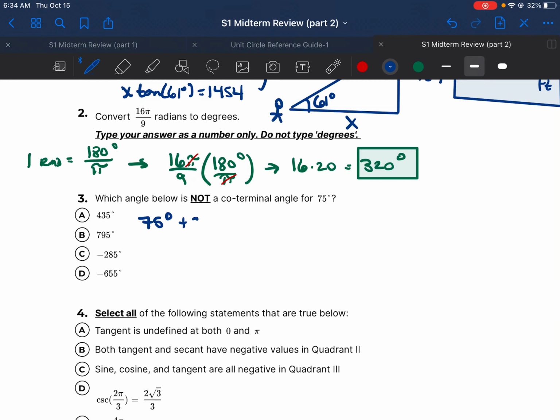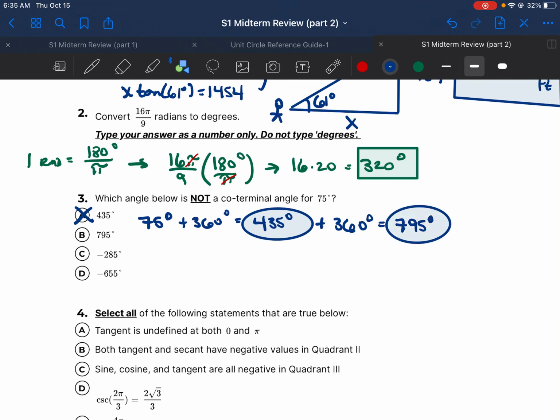plus 360, that's going to give me 435 degrees. So that is one of my coterminal angles. Notice in the instructions we're looking for the angle that is not coterminal. So I'm going to cross out A, because A is coterminal. Let's add 360 degrees again. This would give us 795. So 795 degrees is another coterminal angle. Well, we're looking for the one that's not coterminal, so we'll cross that out.